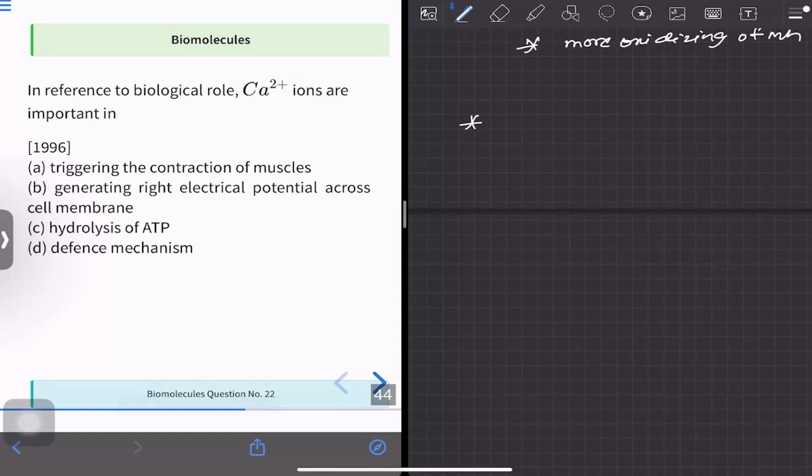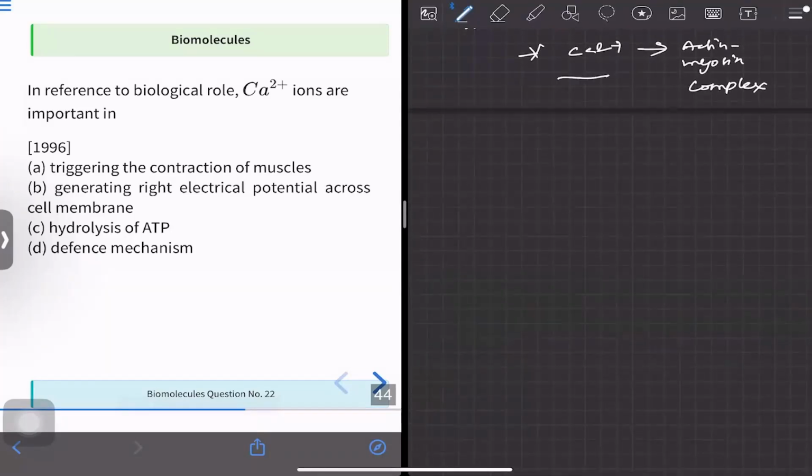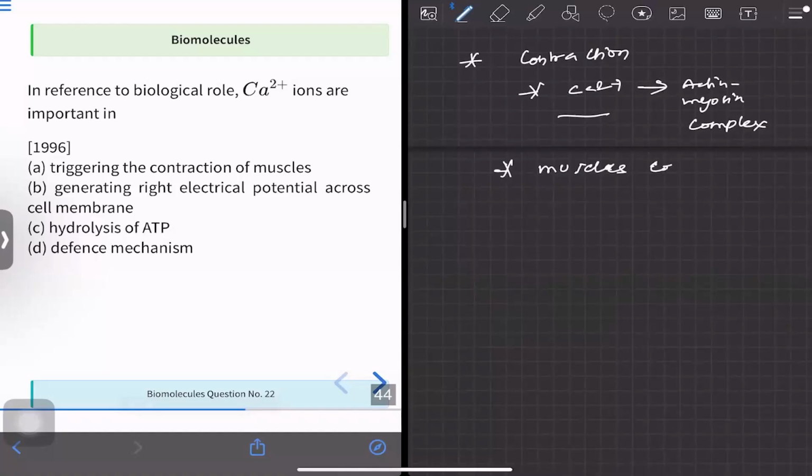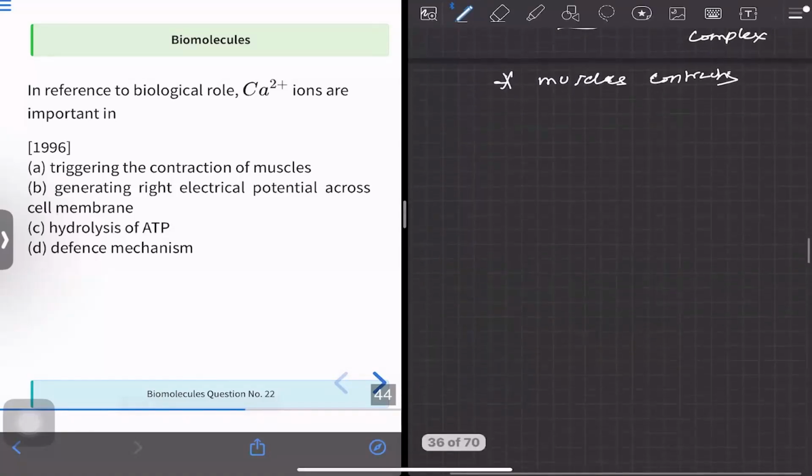We all know that for contracting muscles, we need calcium to bind with actin-myosin complex. Only when calcium binds with actin and myosin complex, our muscle contracts. Without this calcium, our muscle cannot contract. So contraction of muscle needs calcium.